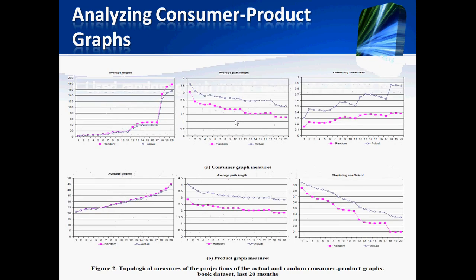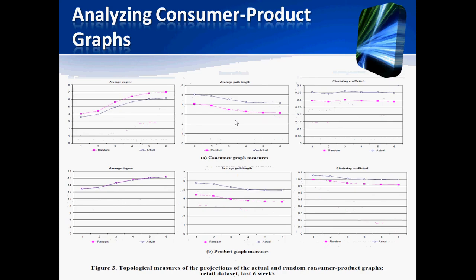You can see this in the graphs. The random is the pink, the real data is the blue, and you can see they're fairly close on the degree, but when we get to the average path lengths and the clustering coefficient, the randomly generated graph in the pink here falls short.